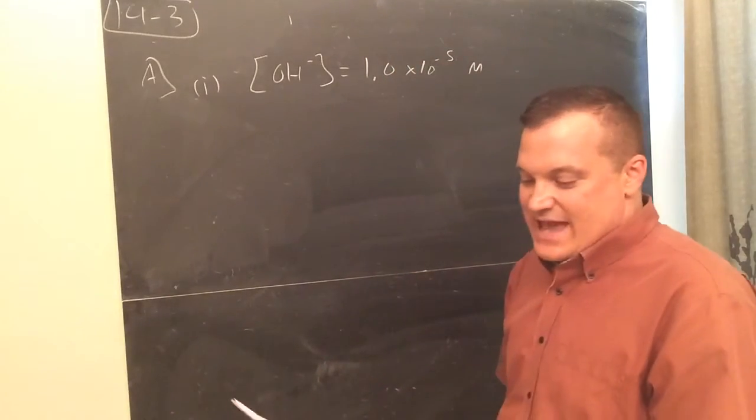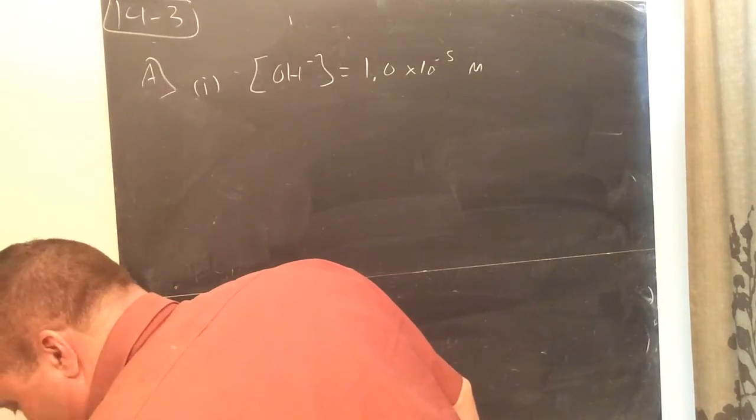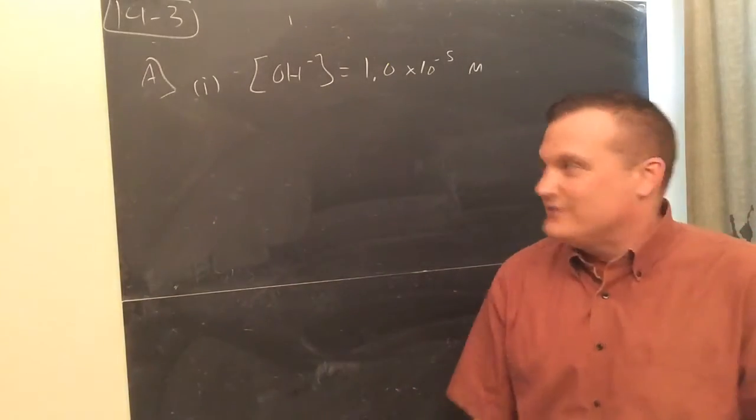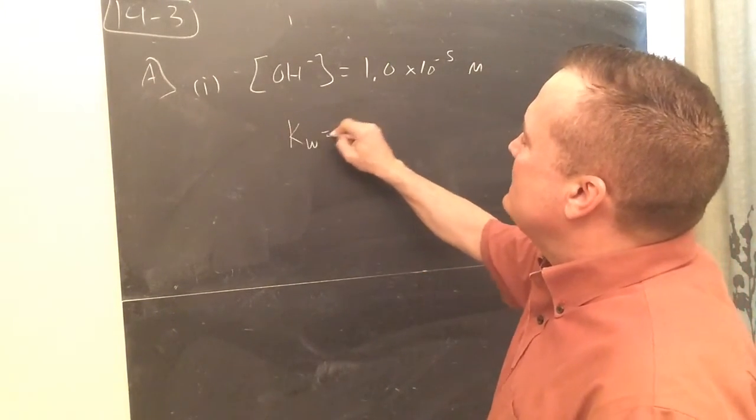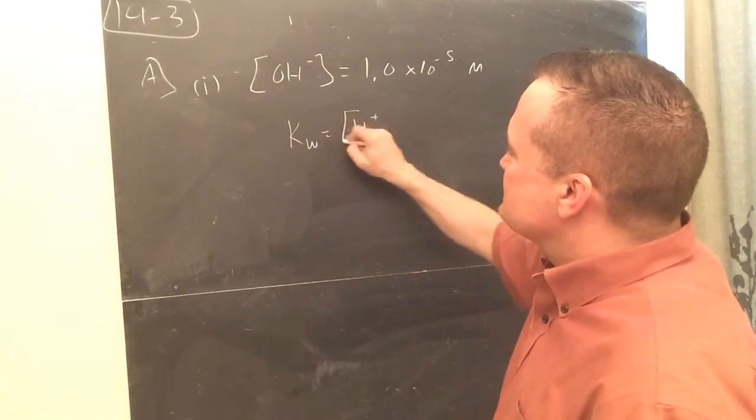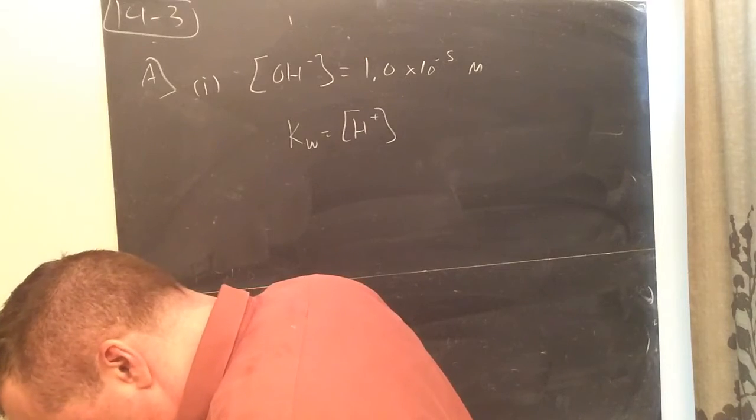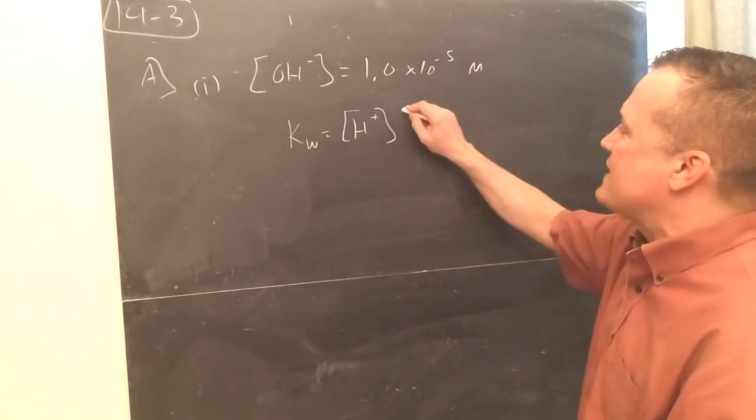So what is the H plus and the OH? We're going to assume all of these are at 25 degrees Celsius. The OH negative we know already; we don't need to figure that one out. To find the other one, Kw is H plus times OH negative. I think this is how they write it on the AP.